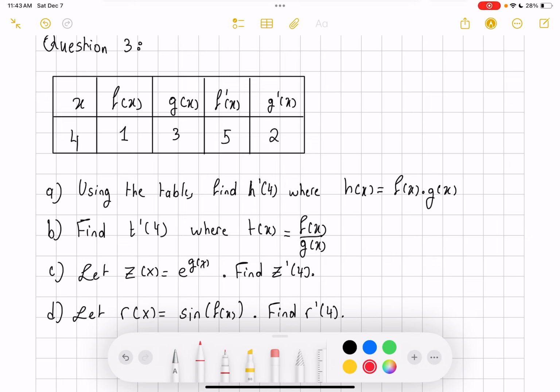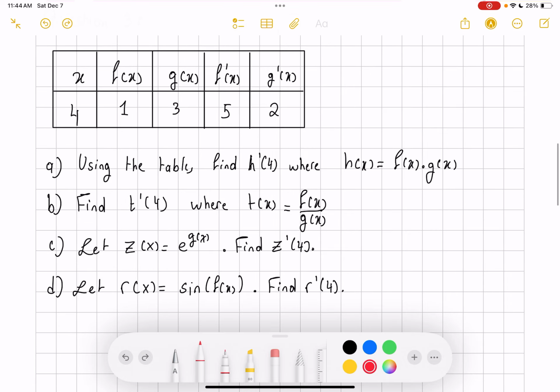We are having that when x is equal to 4, f of x is equal to 1, g of x is equal to 3, f prime of x is equal to 5, and g prime of x is equal to 2. So they're basically saying that when x is equal to 4, the values of f, g, f prime, and g prime are in the table over here. So in the first question, they told me to, using the table, find h prime of 4, where h of x is equal to f of x multiplied by g of x.